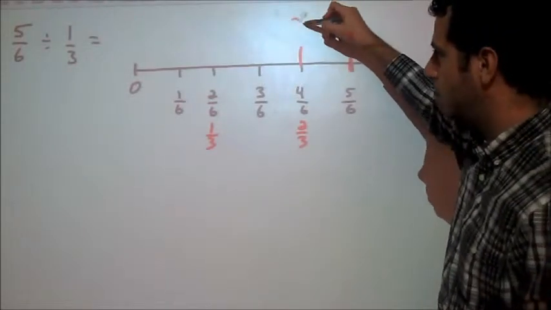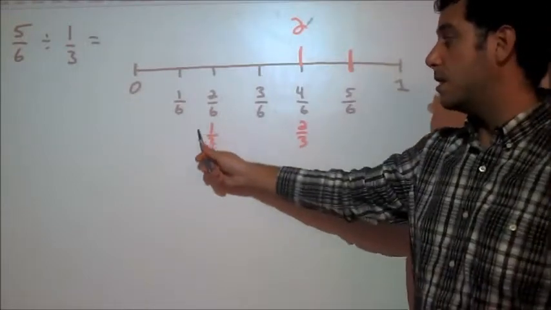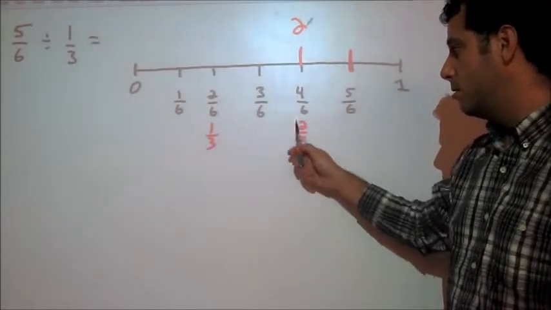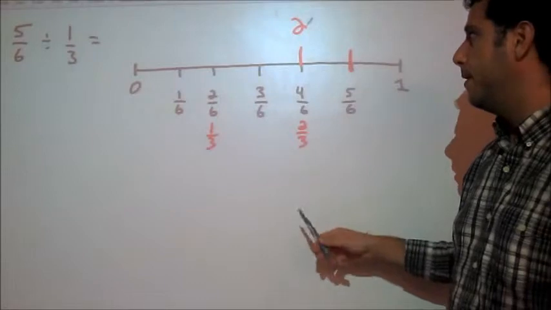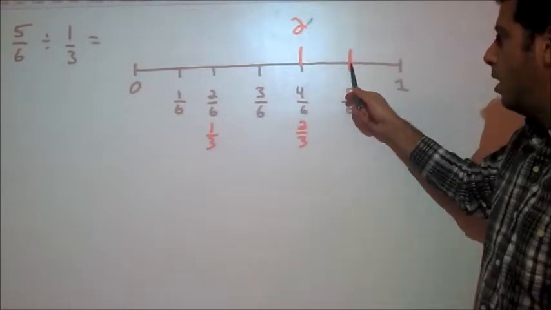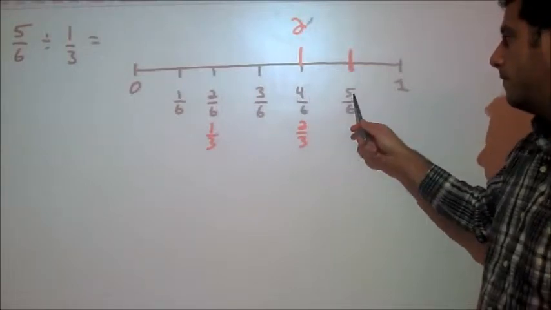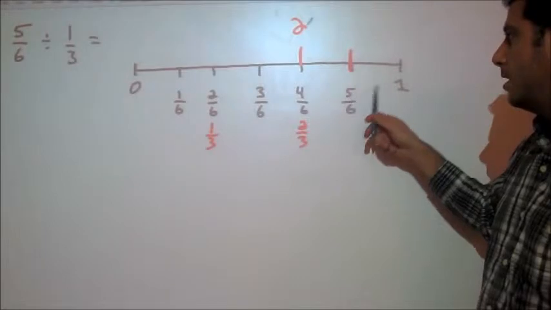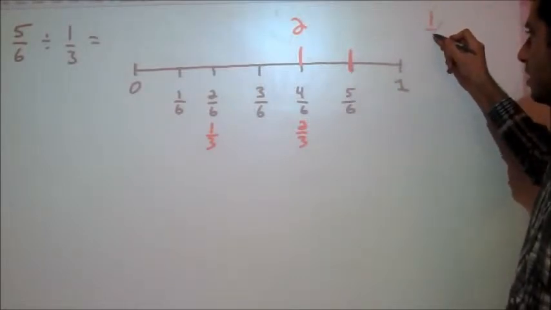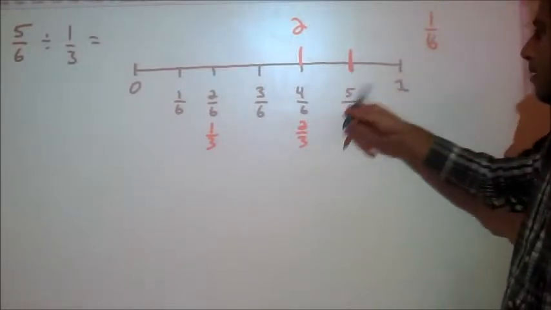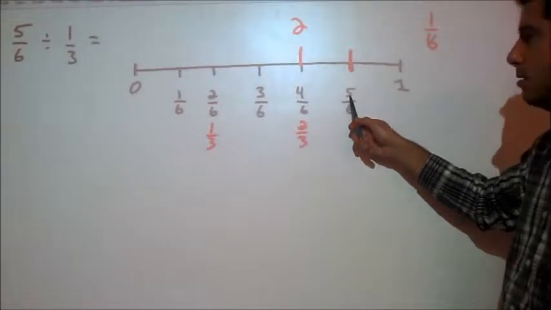Up to here gives us 2 whole thirds. 2/3 brings us to there. And then we have 1 additional jump here, from 4/6 to 5/6. Okay? Now that jump is 1/6. From 4 to 5, it's 1/6.